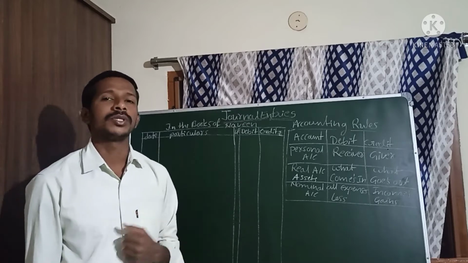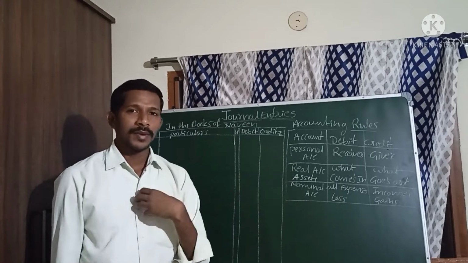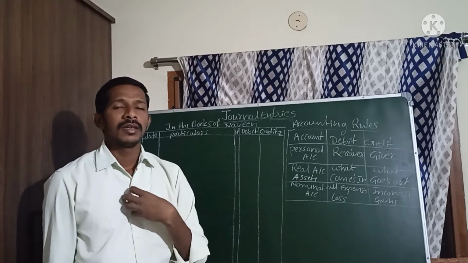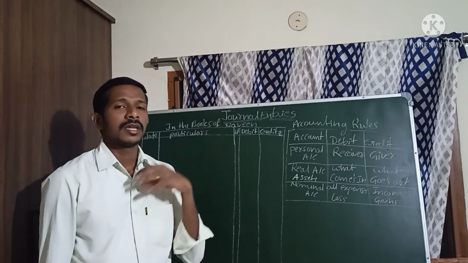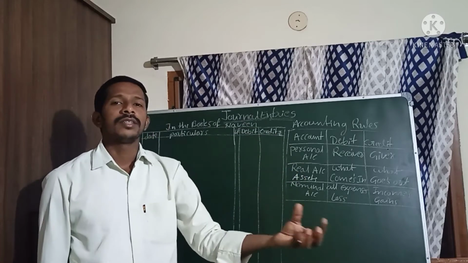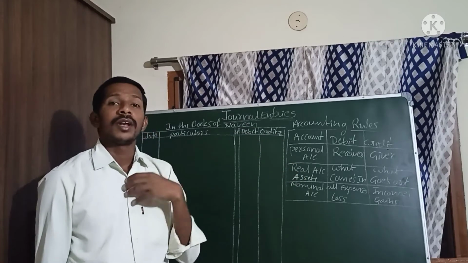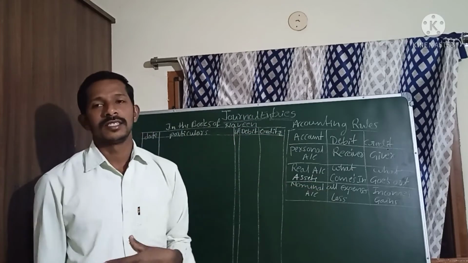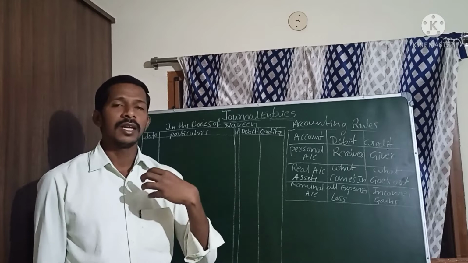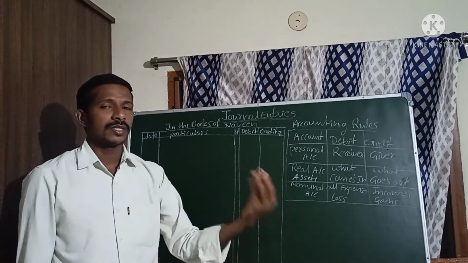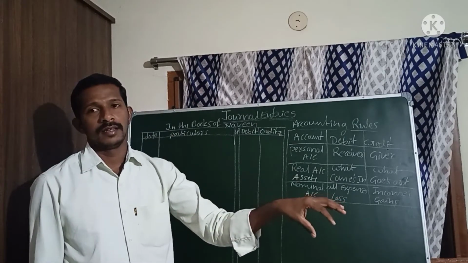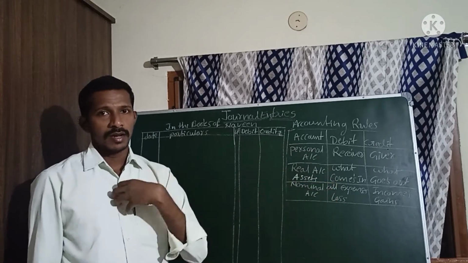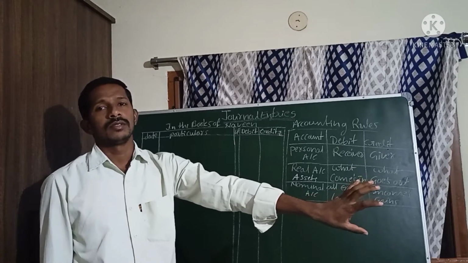Debit is completely opposite to the credit. What comes in, debit; what goes out, credit. Okay, machinery comes in, machinery debit. Machinery goes out, machinery credit. Furniture comes in, furniture debit. Furniture goes out, furniture credit. When it goes out, it is credit. When it comes in, it is debit. Asset comes in, debit. Asset goes out, credit.